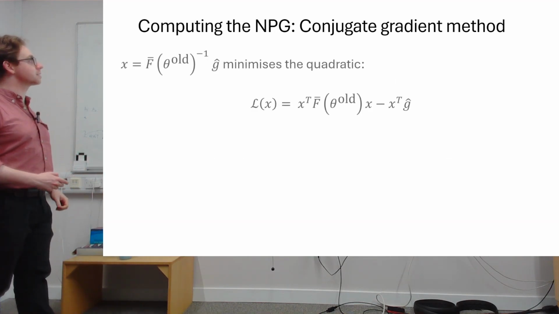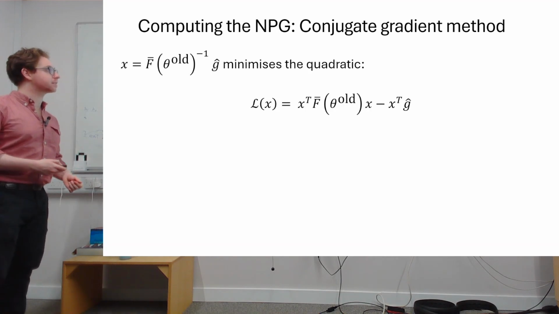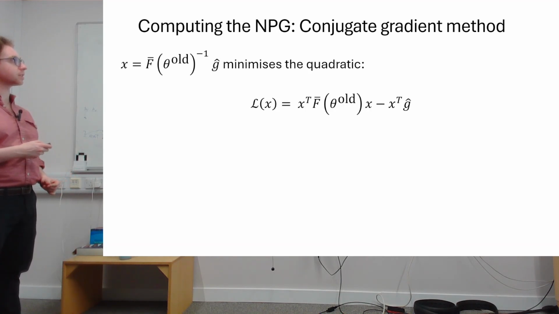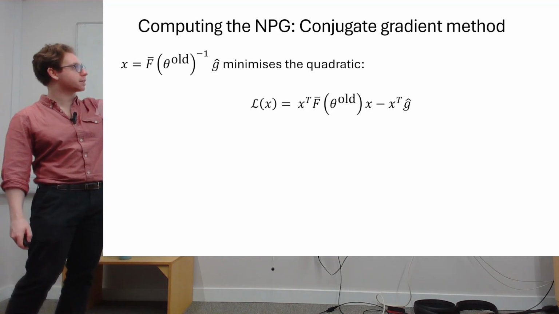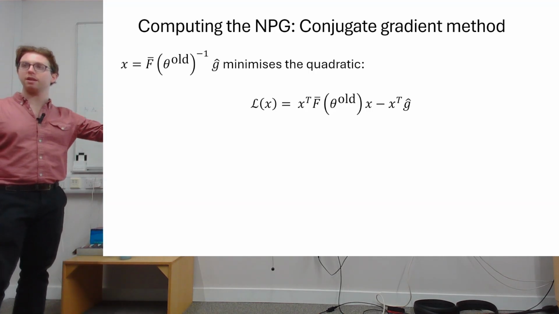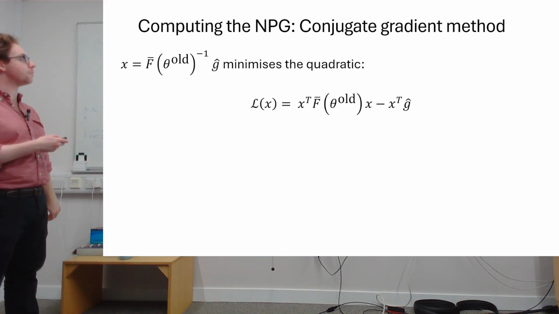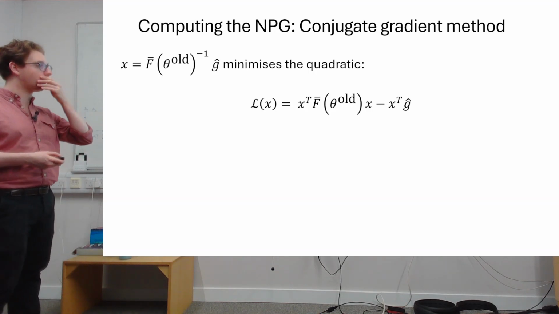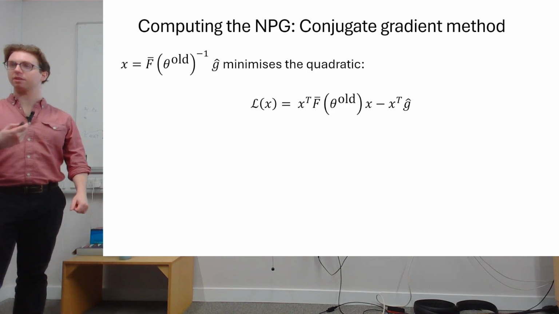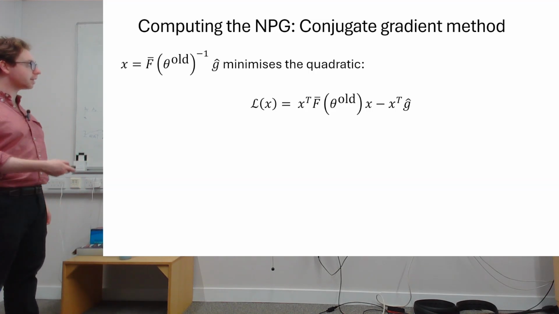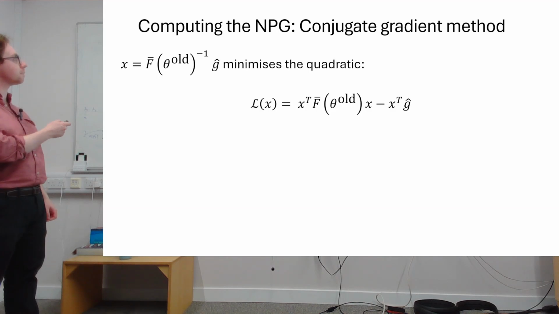So how are we going to do this? One way to do it is to consider the following quadratic. This is a quadratic in x, and it's x dot f bar x minus x dot g hat. Now, this would be positive definite, so a convex function. And if I want to minimize it, I can just take the gradient and set it to 0. If I take the gradient and set it to 0 and rearrange, I'm going to see that the minimizer of this quadratic is indeed f bar inverse g hat.